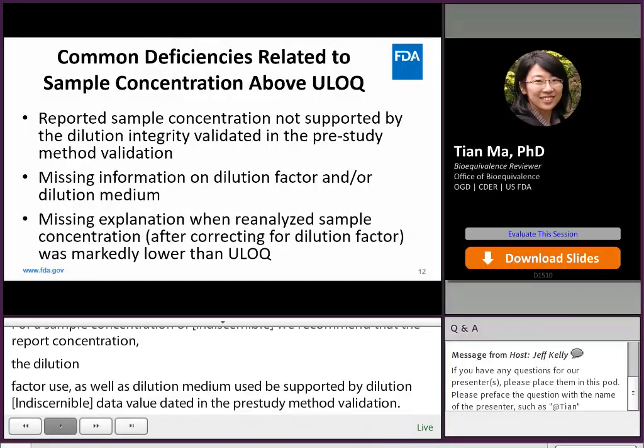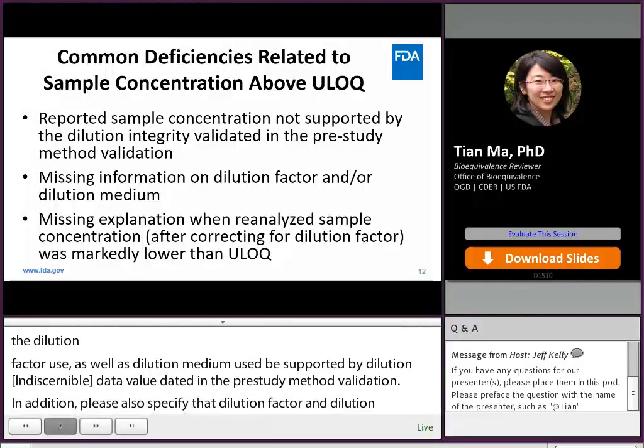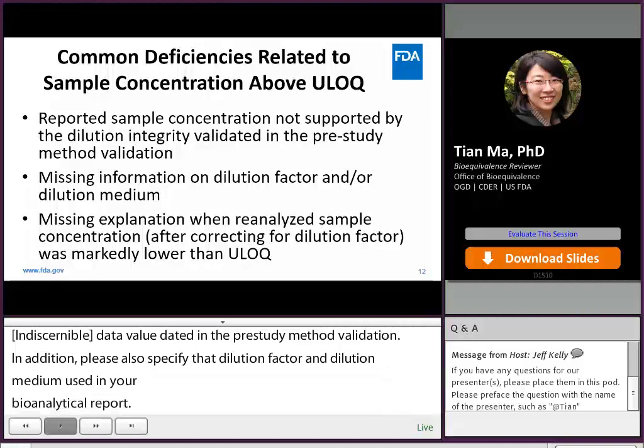Sometimes we see that the original sample was rejected due to its concentration above ULOQ, but when it was reanalyzed, after correcting for dilution factor, the reanalyzed study sample concentration was markedly lower than ULOQ, and sometimes the applicant may be asked to explain this observation.